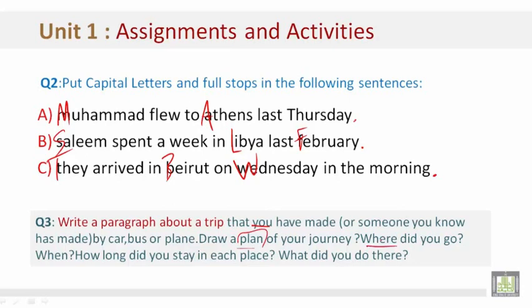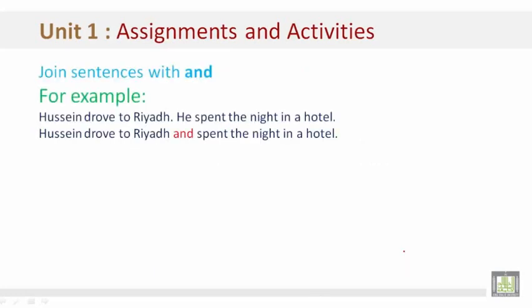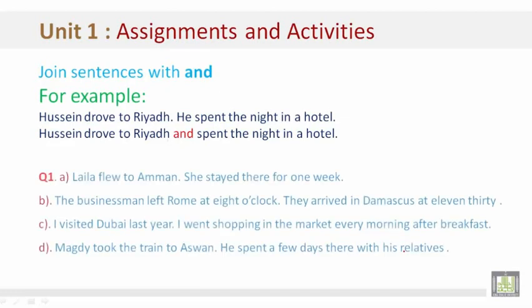Where did you go? When? How long did you stay in each place? And what did you do there? Joining sentences with and. For example, Hussein drove to Riyadh. He spent the night in a hotel. Hussein drove to Riyadh and he spent the night in the hotel.